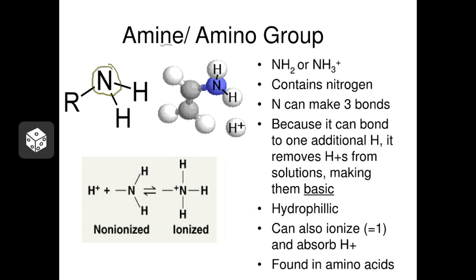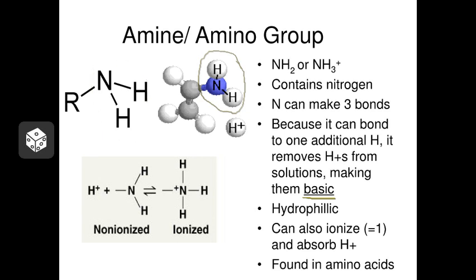An amino group consists of an NH2 or sometimes an NH3+, and we'll talk about that. So this is an amino group right here, NH2. Here's an NH2 as well. Those are amines. Now, amines or amino groups can act as bases. They are alkaline. Why is that?